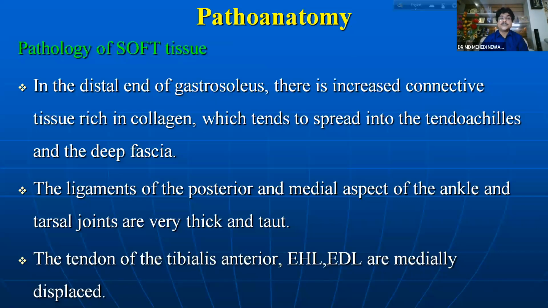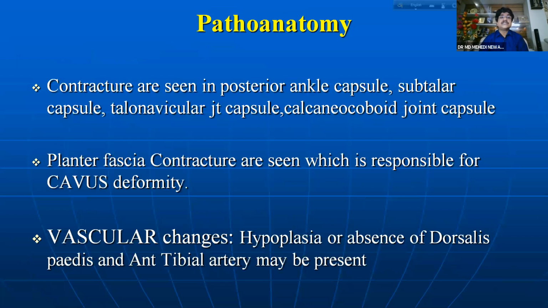The ligaments of the posterior and medial aspect of the ankle and the tarsal joints are very thick and taut. The tendons of tibialis anterior, extensor hallucis longus, and extensor digitorum longus are medially displaced. Contracture is seen in posterior ankle capsule, subtalar capsule, talonavicular joint capsule, calcaneocuboid joint capsule. Plantar fascia contracture is seen, which is responsible for cavus deformity. Vascular changes, this is also a hypothesis, but hypoplasia or absence of dorsalis pedis and anterior tibial artery may be present.